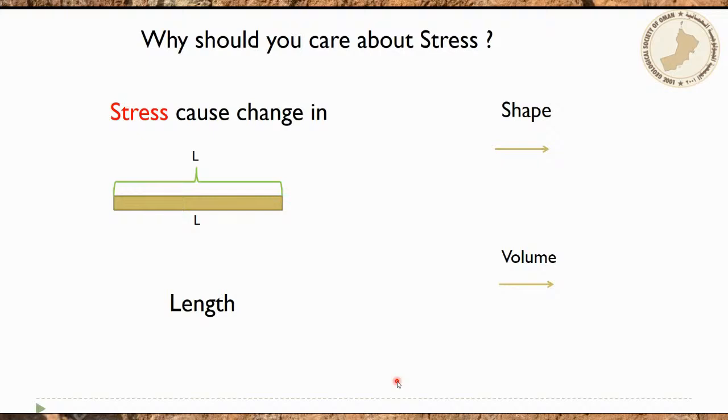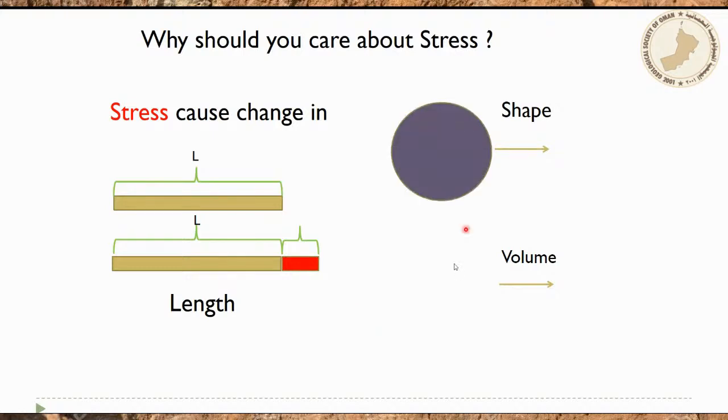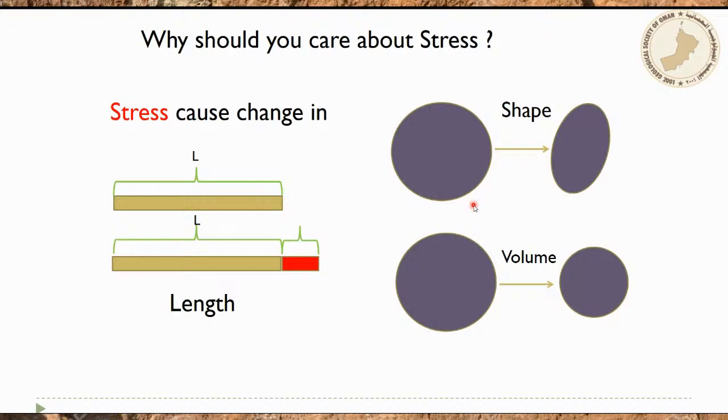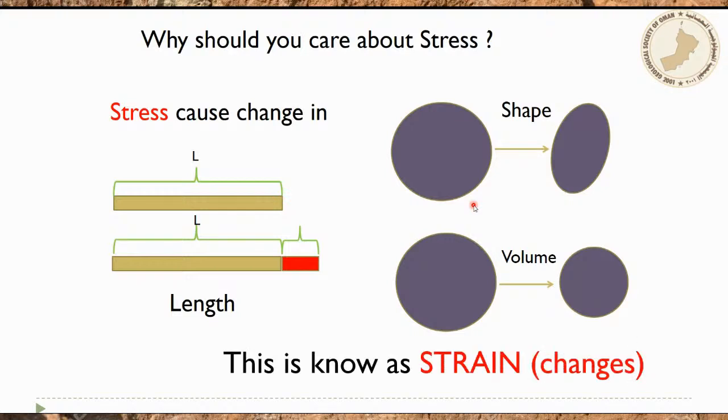Great. So why should we care about forces or stresses? If we apply stress on any material, these actions will cause changes. We may get an increase or change in length, or a change in shape, or a reaction in the volume itself. These changes are called strain. This is the difference between stress and strain. Many people ask what the difference is. Basically, stress is an action, and strain is the reaction, or the changes, in different ways.